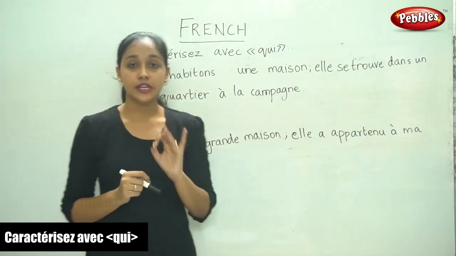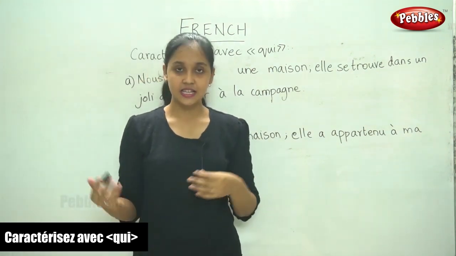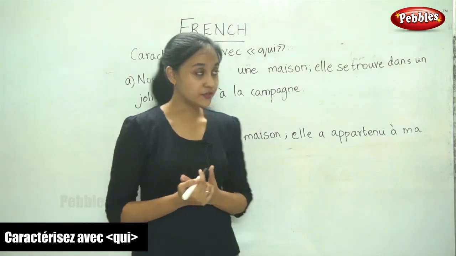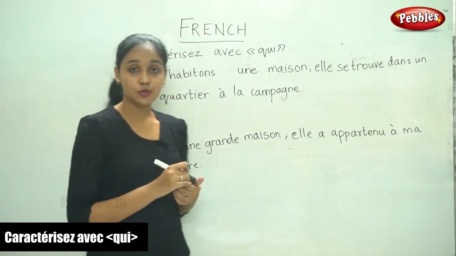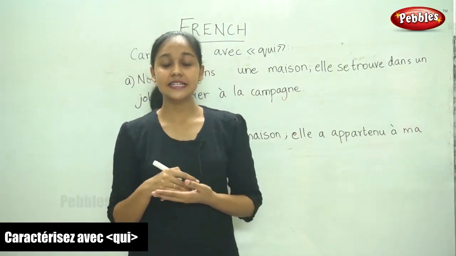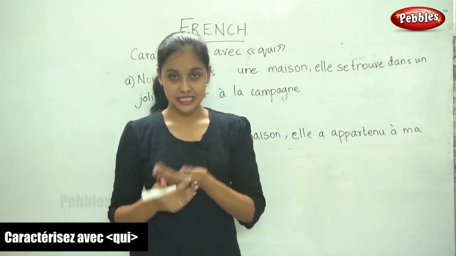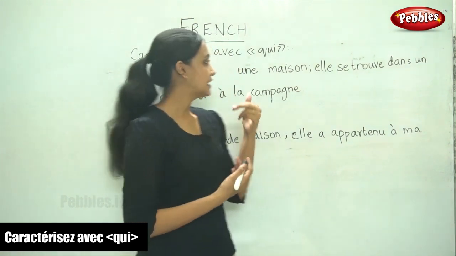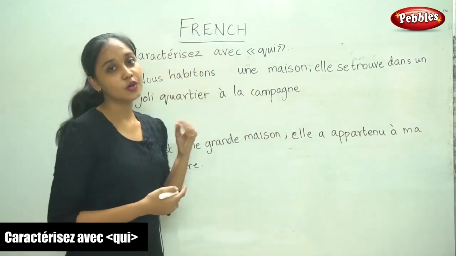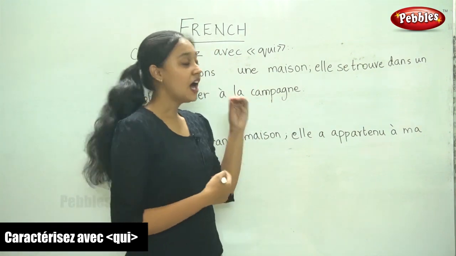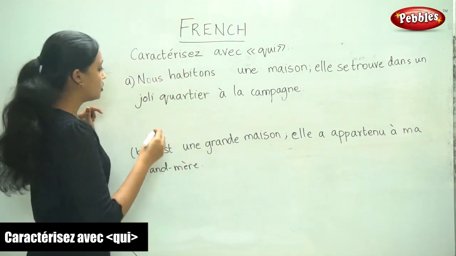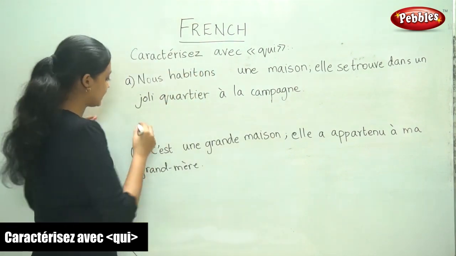So the purpose for qui here is to characterize. We are going to relate the two sentences. It is relative. So like I told you, all you have to remember is in the second part of the sentence, we need to replace the subject with qui. So that is simple. But you need to understand why we are doing this and how the meaning changes when we add qui. So now let us try to write the first sentence.